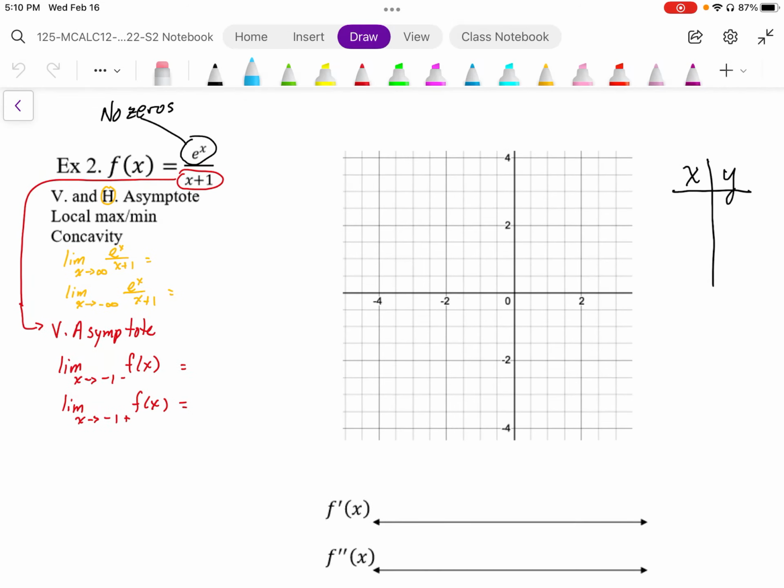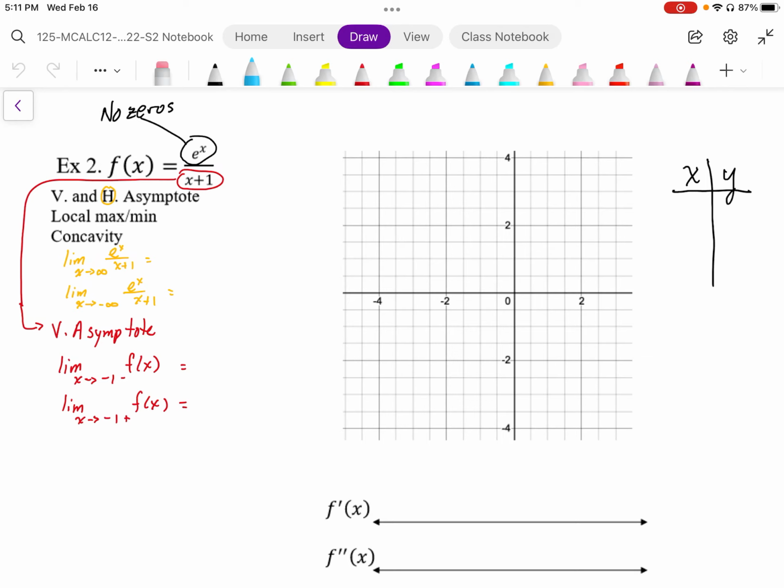So this question here, we have a rational function, and we want to find the vertical and horizontal asymptotes, the local min and max, and the concavity. So we need a second derivative here. First thing is we're looking at the numerator. The numerator is an e to the x function, and e to the x function has no zeros. So this function does not cross the x-axis.